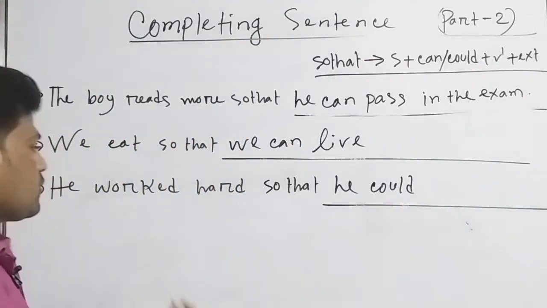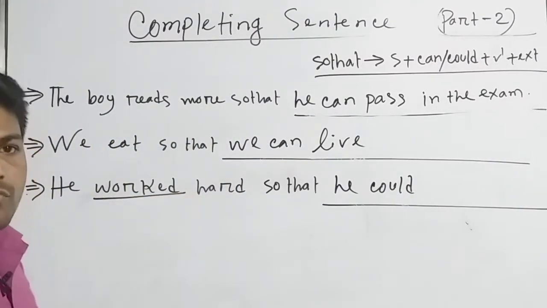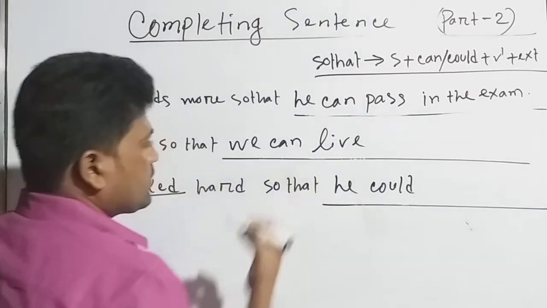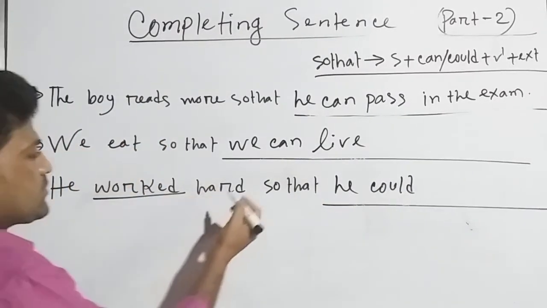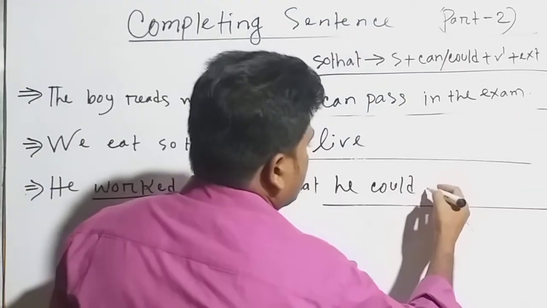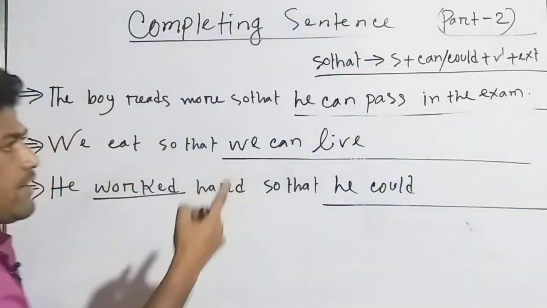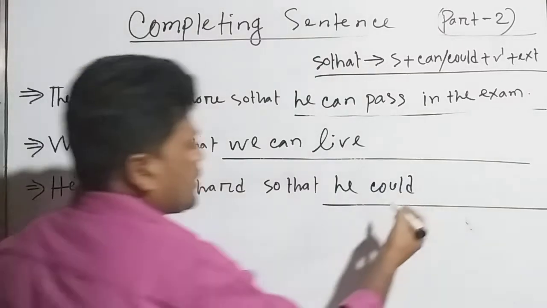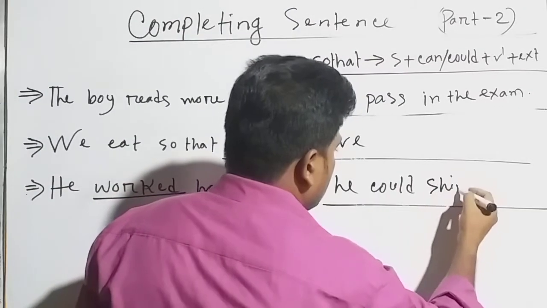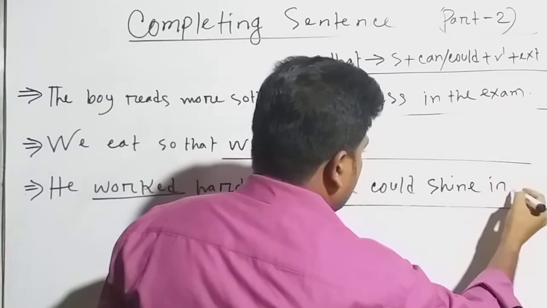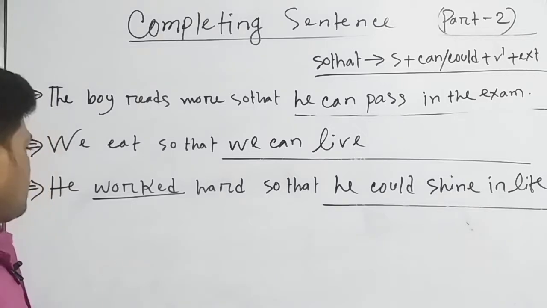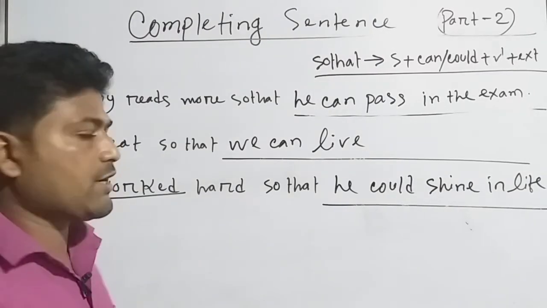Why could? Because there is a verb, worked. Worked is in past form, so we can use here could. He worked hard so that he could. Then you have to use here a suitable finite verb. What kind of suitable finite verb to use here? Shine in life. "In life" is the extension. Okay, he worked hard so that he could shine in life.